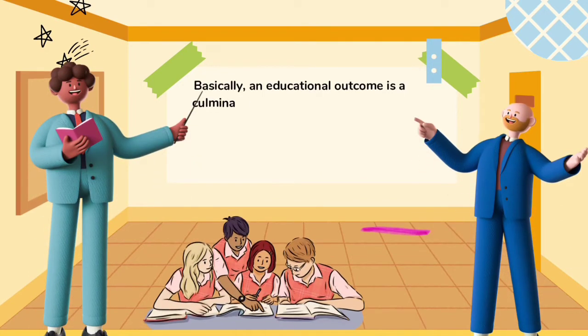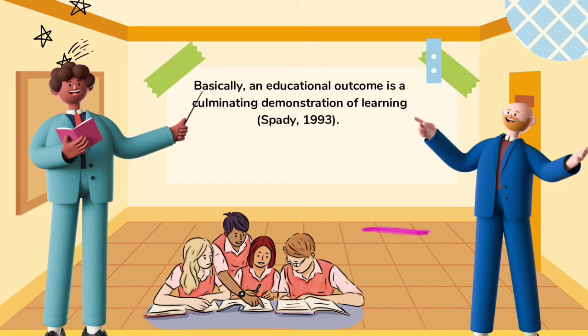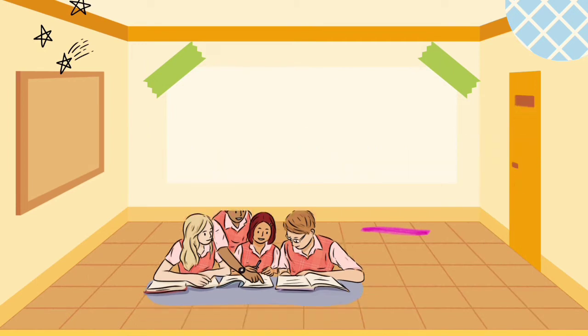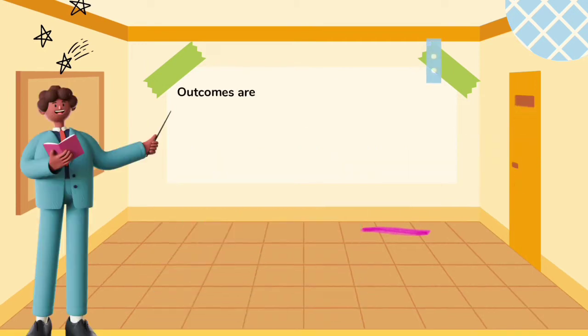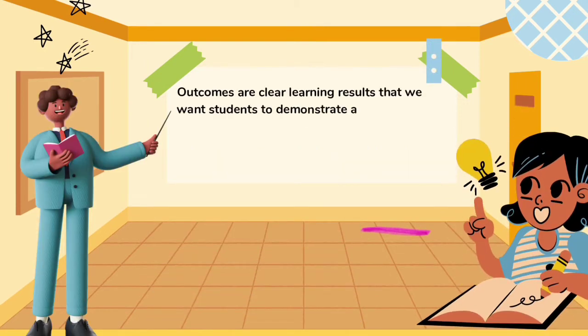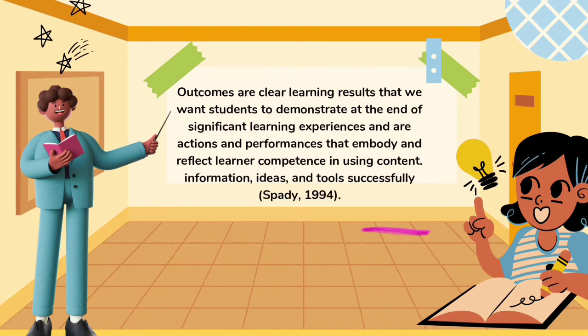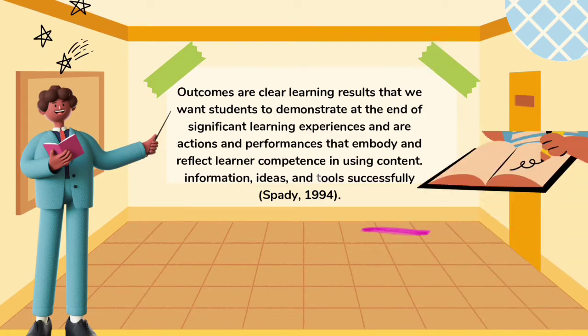Basically, an educational outcome is a culminating demonstration of learning according to Spady 1993. It includes what the students should be able to do at the end of a course. Outcomes are clear learning results that we want students to demonstrate at the end of significant learning experiences and or actions and performances that embody and reflect learner competence in using content.